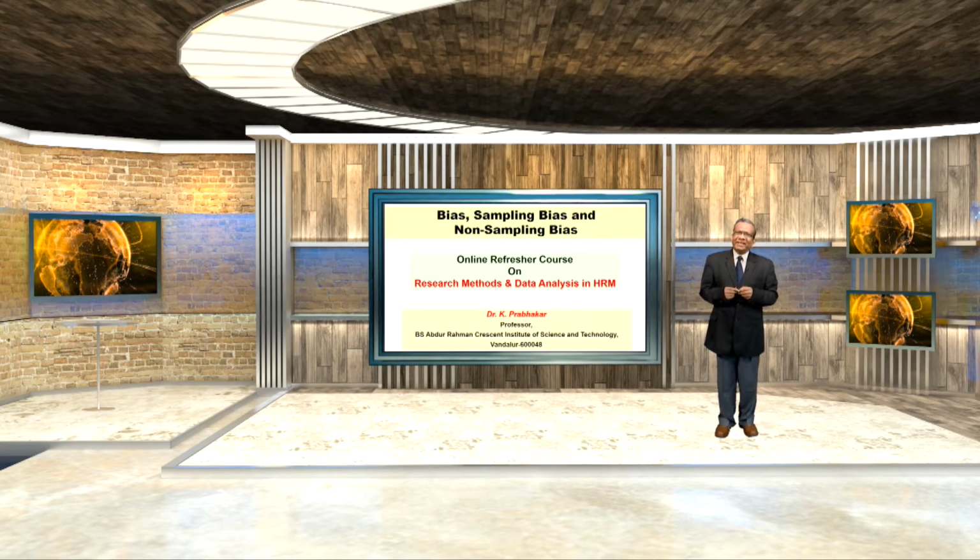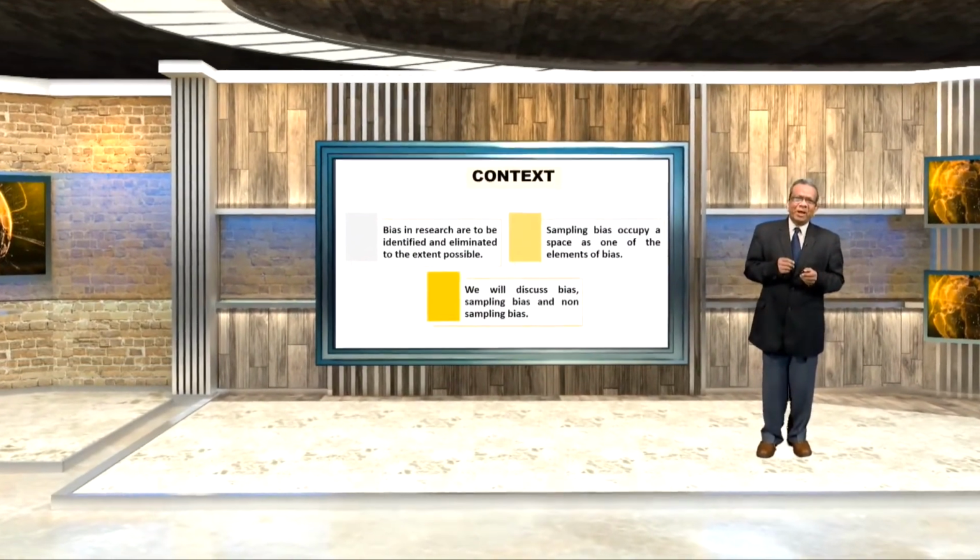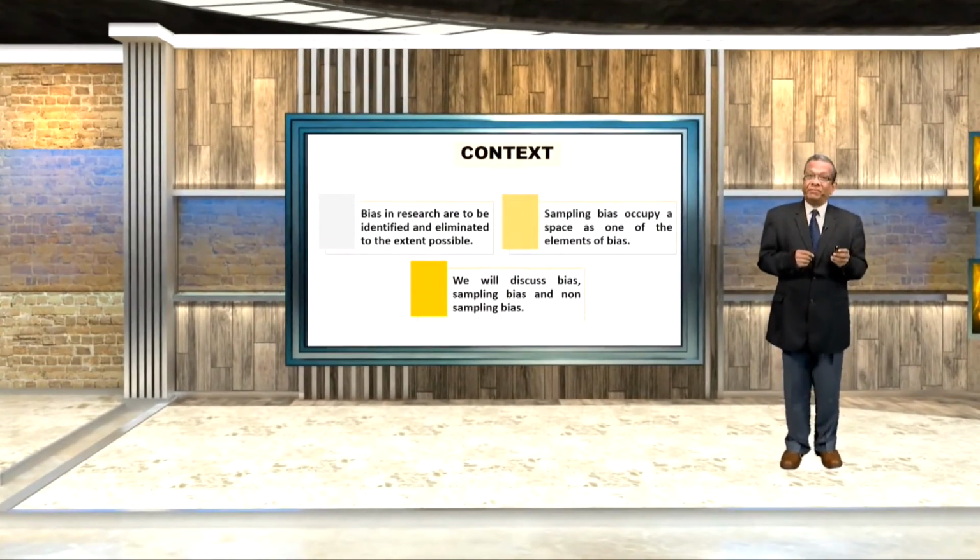The topic is bias, sampling bias, and non-sampling bias. The context is that bias in research ought to be identified and eliminated to the extent possible. You will get bias at every stage of your research. Sampling bias occupies a space as one of the elements of bias. We will discuss bias, sampling bias, and non-sampling bias.